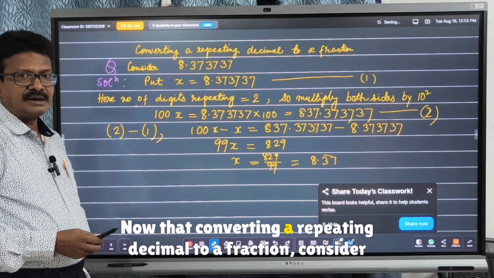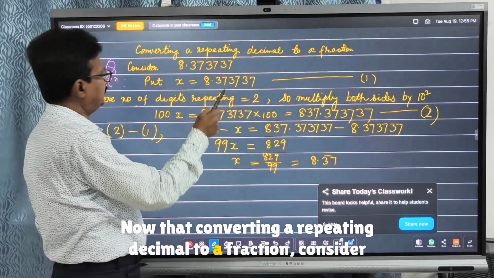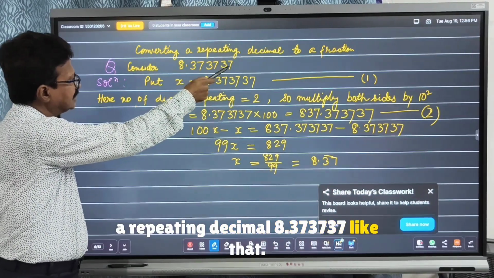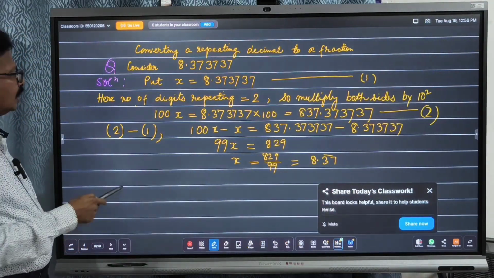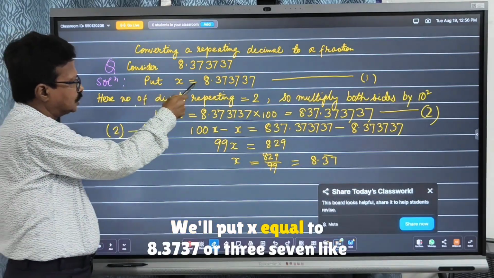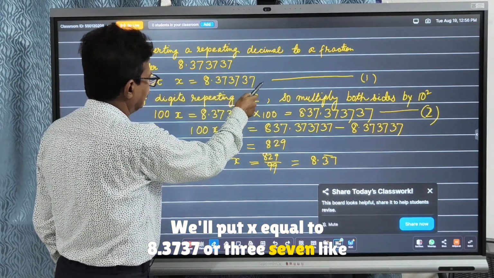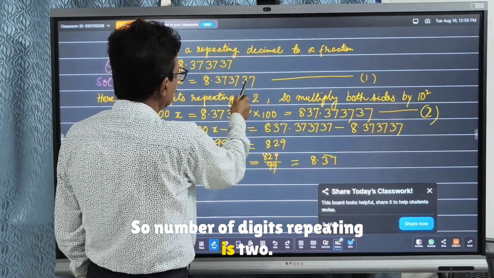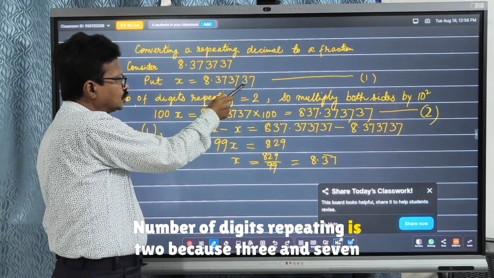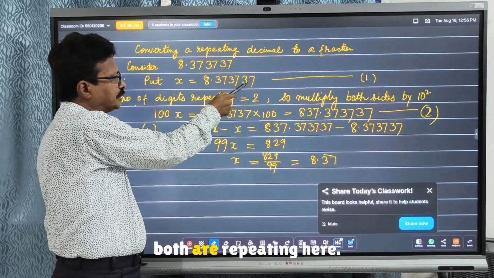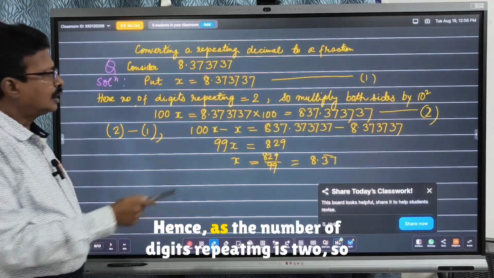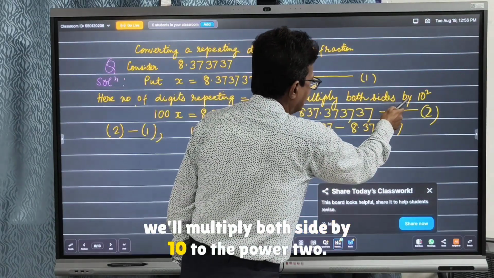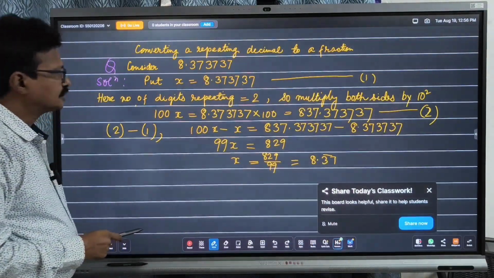Now, converting a repeating decimal to a fraction. Consider a repeating decimal 8.373737, like that. So what do we do? We will put x equal to 8.3737, where 37 is repeating. The number of digits repeating is 2, because 3 and 7 both are repeating here. Hence, as the number of digits repeating is 2, we will multiply both sides by 10 to the power 2.